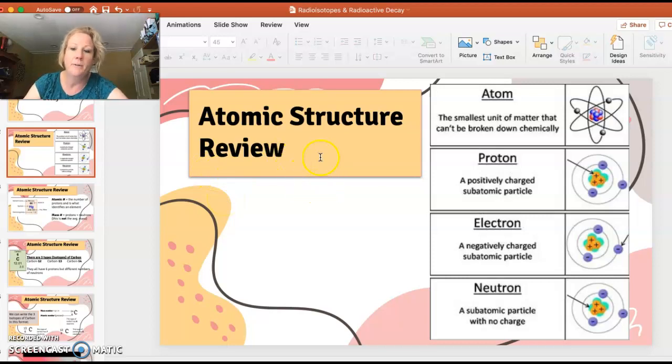But we do need to review some of the atomic structure that we did at the beginning of term one. So we know we have atoms, the smallest units of matter, and in the nucleus, we have the protons and neutrons, which have a mass of 1 AMU, or atomic mass unit. And then we have the electrons, which are in the electron cloud outside of the nucleus, and essentially they have no mass.